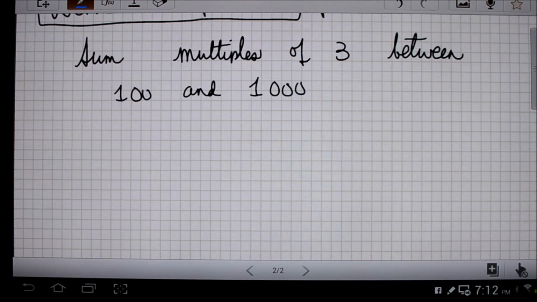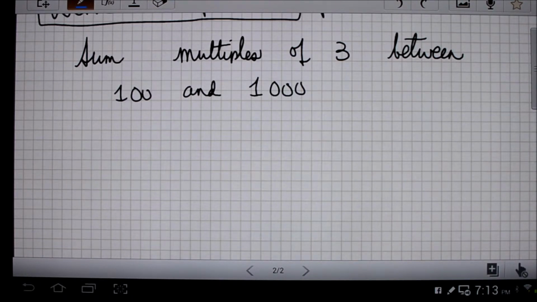So multiples of 3 between 100 and 1000. A lot of people would say that U1 is 100, right? Well, no, you would be wrong, because 100 is not a multiple of 3. So our sequence is really going to be 3, 6, 9, 12, 15, 18, 21, 24, and so on. The only numbers in our sequence are multiples of 3. 100 cannot be our first term. So then what is our first term?